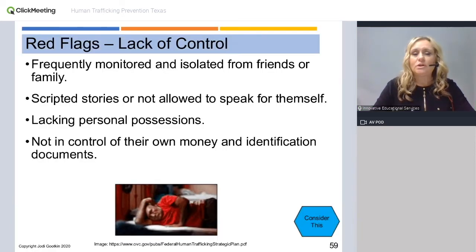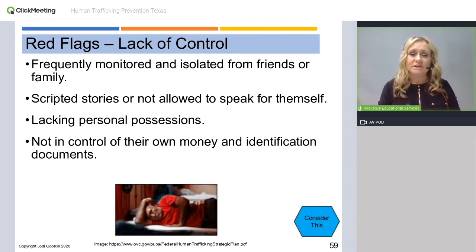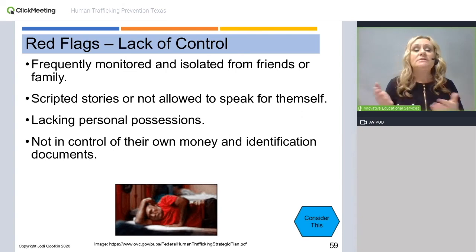Red flags that would alert us to the lack of control that the individual who is the victim is suffering are that they may never be alone. They may be escorted at all times, might not be permitted to speak for themselves, or when they do, it's a very scripted conversation, and what they're describing and what you're seeing in their physical presentation doesn't make sense. The individual may not have any personal possessions. They don't have a cell phone. They don't even have their own personal documents or their money when it comes time to pay.